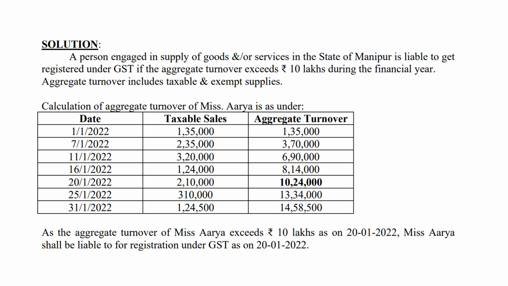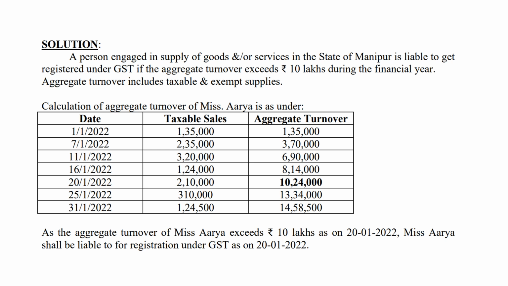A person engaged in supply of goods and or services in the state of Manipur is liable to get registered under GST if the aggregate turnover exceeds rupees 10 lakh. Okay, so when the person belongs to the state of Manipur, the limit for goods and services is rupees 10 lakh during the financial year. Aggregate turnover includes taxable and exempted supply. Okay, so let's calculate now. The calculation of aggregate turnover of Miss Arya is as under.